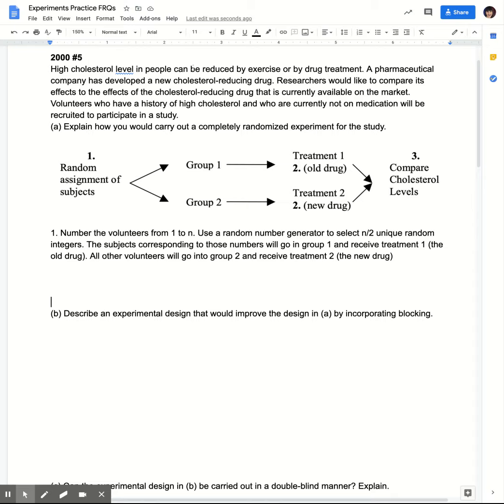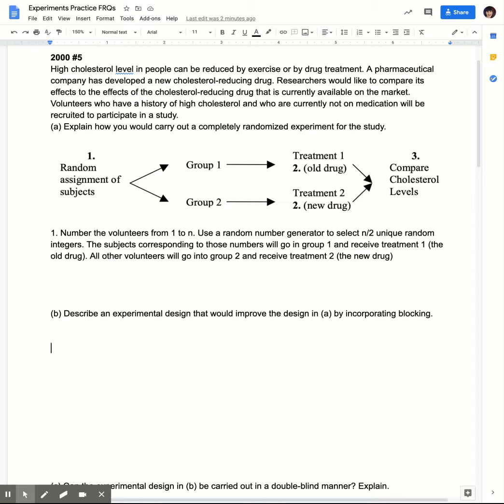Okay, so here in this problem, they gave me a clue in the very first sentence, which said a high cholesterol level in people can be reduced by exercise or by drug treatment. So that gives me a hint that exercise would be a good variable on which to block, a good characteristic on which to block. But there's lots of other characteristics that you could use. You could block by age if you think that age is going to affect how people respond to this cholesterol drug, or what their general diet and health is.